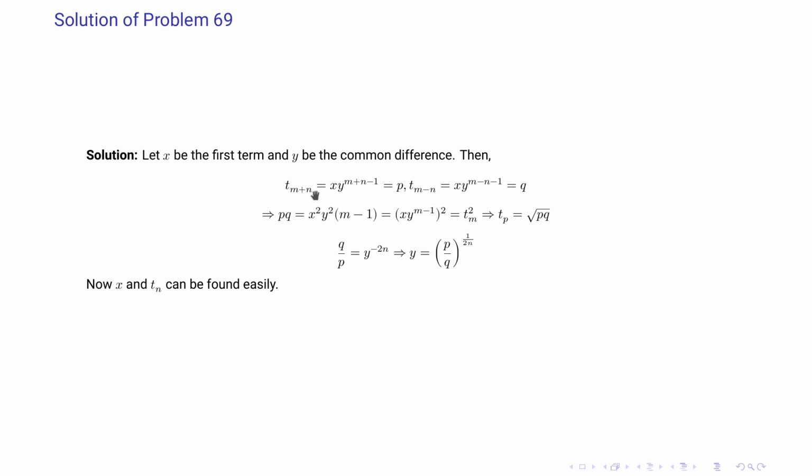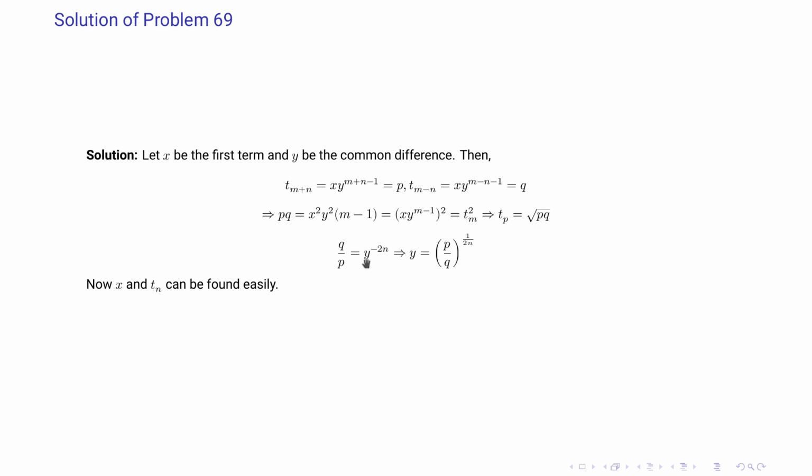So we multiply both of them. When we multiply, we get pq is equal to x square y to the power 2 into (m minus 1), that is (x y to the power m minus 1) whole square is equal to t m square. So we conclude that this t m is equal to square root of pq. This should be t m, not t p.